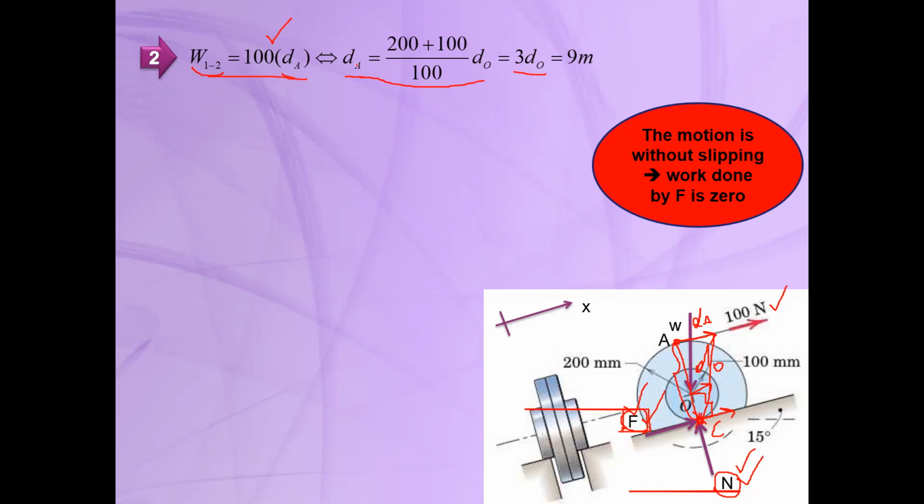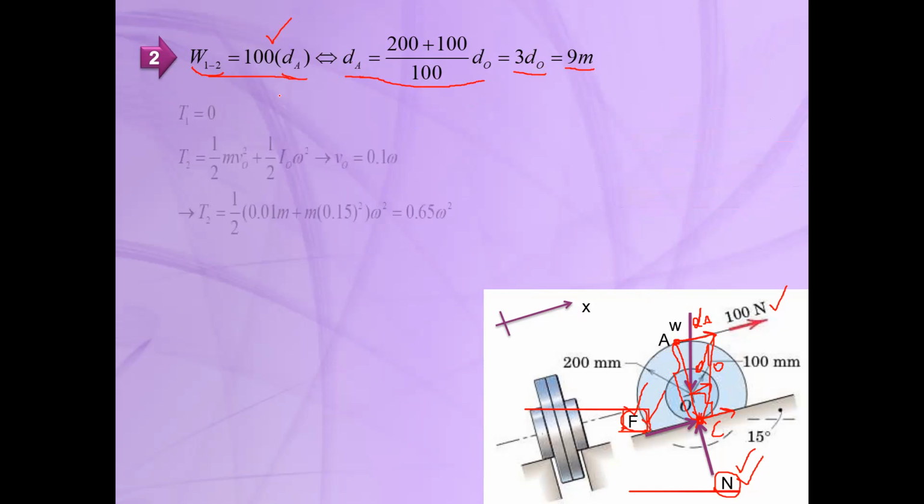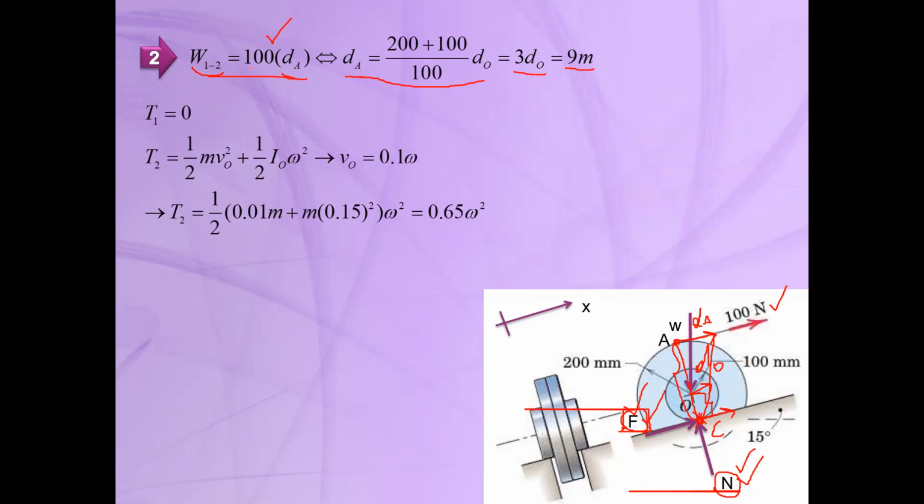So the displacement of point A is 9 meters. Okay, so we can substitute, and finally you can find that W, the work done by this 100 Newton force, is equal to 900. And the second step, we need to obtain the kinetic and potential energy.